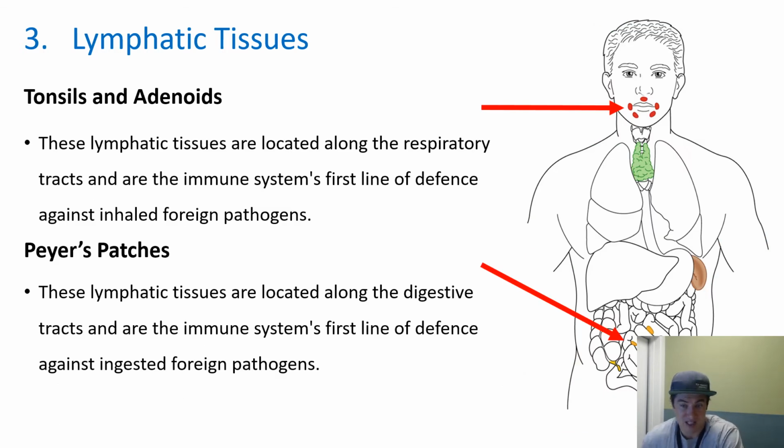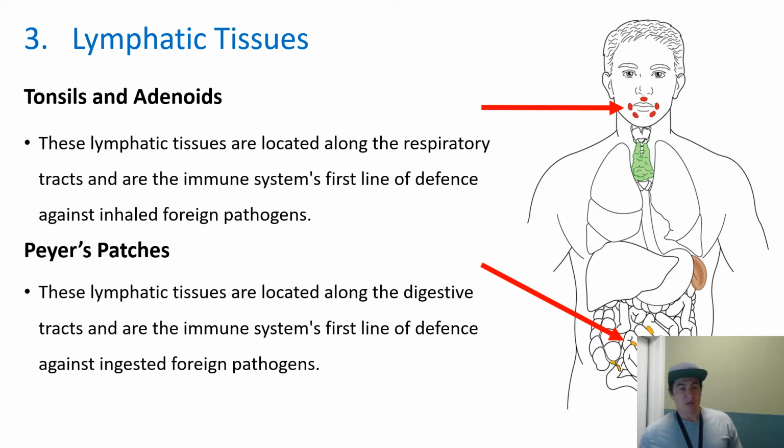Some other lymphatic tissues that we have that help fight foreign invaders are our tonsils and our adenoids. Some of us may have had those removed through continual infections, but they're lymphatic tissues that are located along our respiratory tract. So they are our immune system's first line of defense against inhaled foreign pathogens. So inhaling something gets into our throat and our mouth, our tonsils and adenoids are a first line of defense of fighting off those invaders.